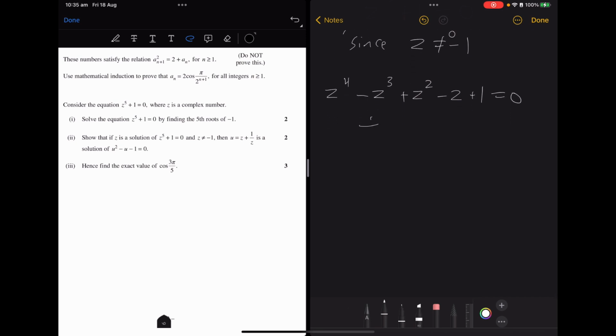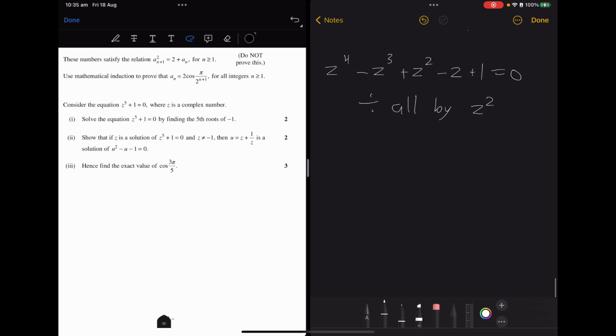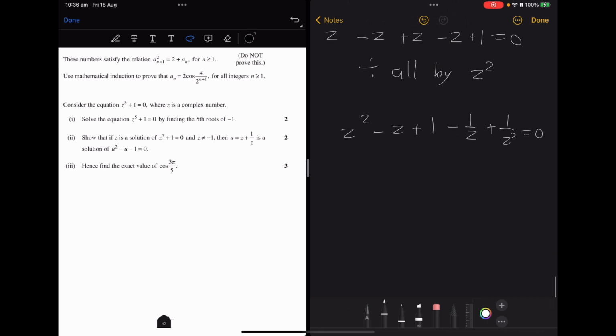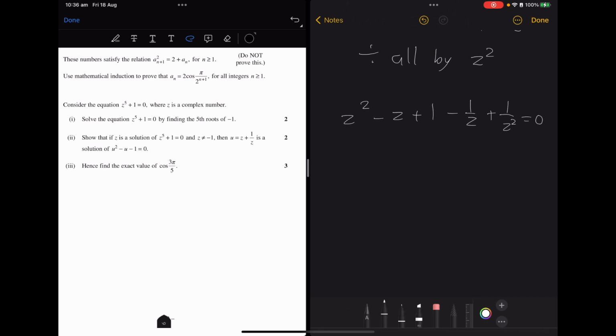So divide all by z squared, since we want to have a z squared term somewhere. So we have z squared minus z plus 1 minus 1 over z plus 1 over z squared equals 0. Finally, we can rearrange them. So z squared plus 1 over z squared, minus z plus 1 over z, plus 1 equals 0.